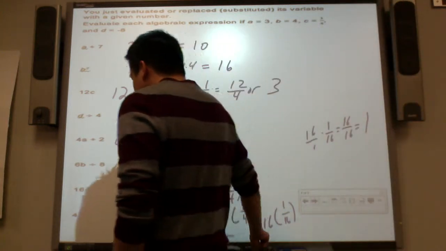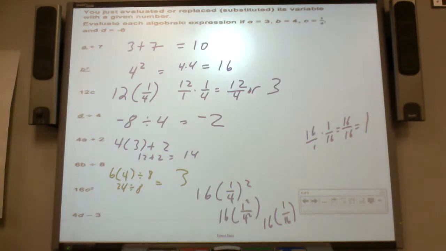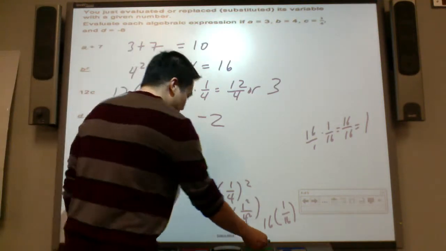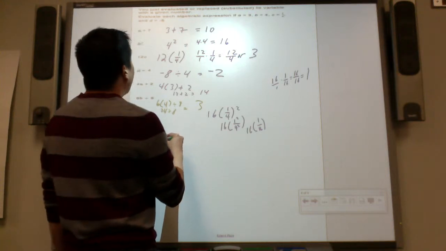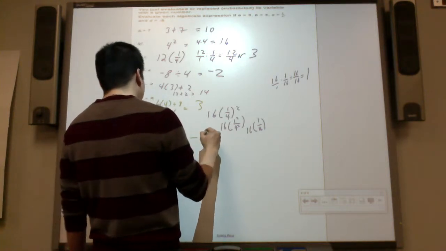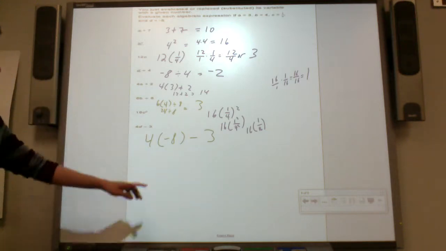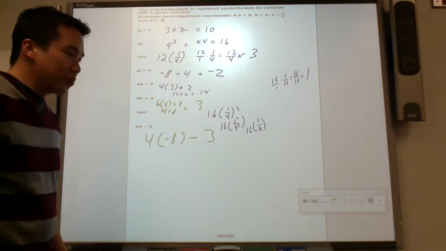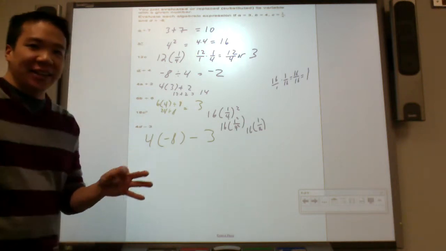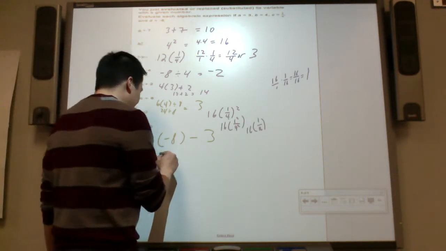And last but not least, letter D. 4d minus 3. Let me extend this. So 4d is 4 times -8, minus 3. So I replace or evaluate the d with -8. So what's 4 groups of -8? -8, -8, -8, -8 is -32.